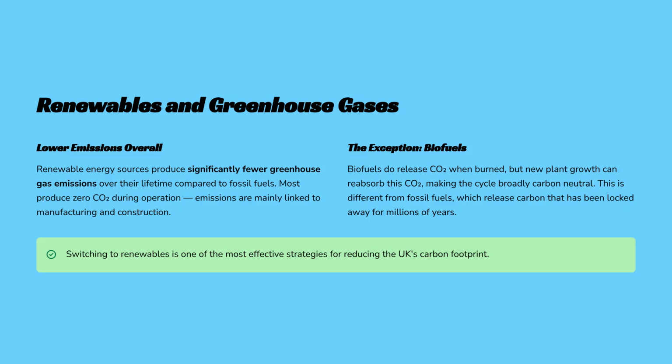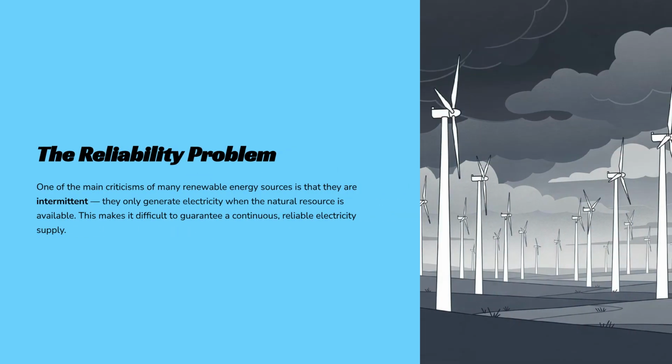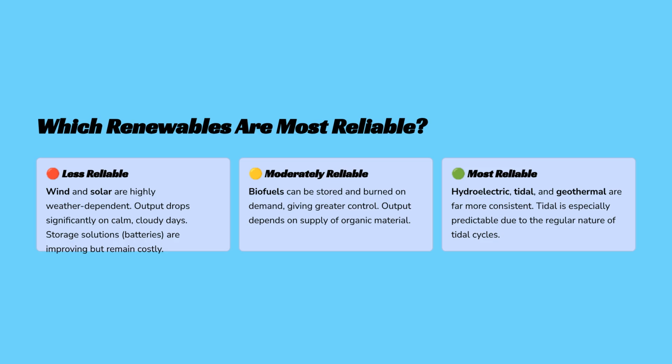When we compare environmental impacts, most renewables produce far fewer greenhouse gases over their lifetime than fossil fuels. Biofuels are unique in that they reabsorb carbon during growth, aiding in a more neutral cycle. A major challenge for many renewable energy sources is intermittency. Since we cannot always control when the wind blows or the sun shines, maintaining a consistent, reliable electricity supply requires careful grid management. Reliability varies by source. Solar and wind are weather-dependent, whereas biofuels provide better control. Hydro, tidal, and geothermal stand out as the most consistent and predictable renewable options for a stable grid.